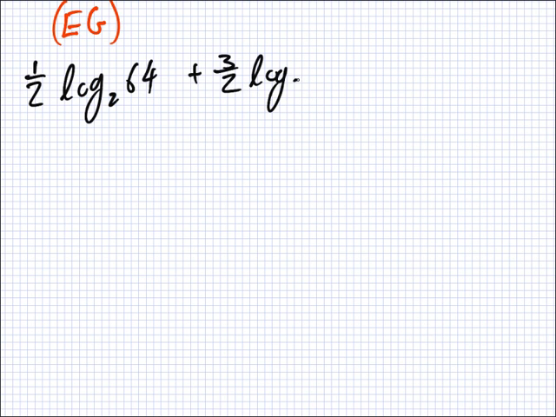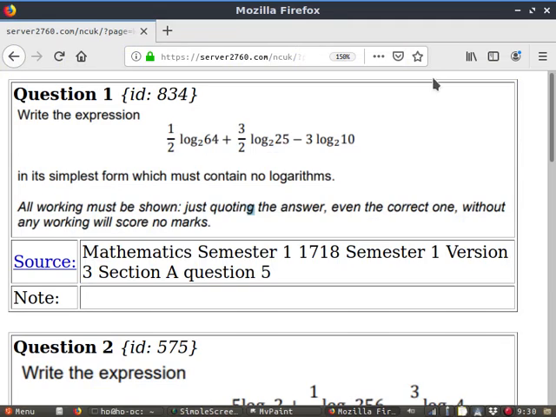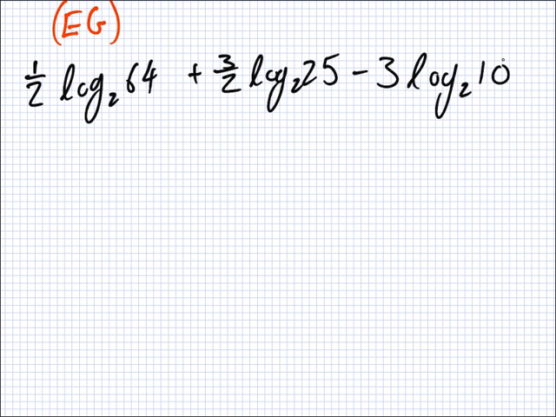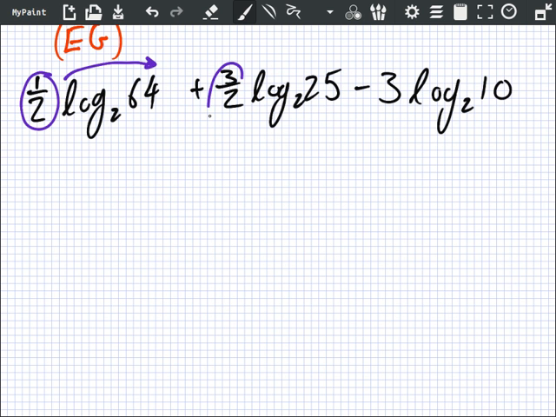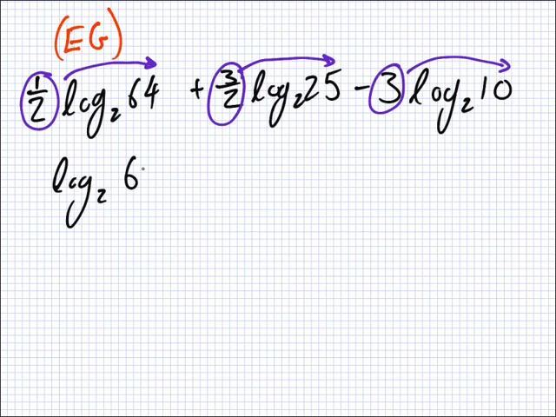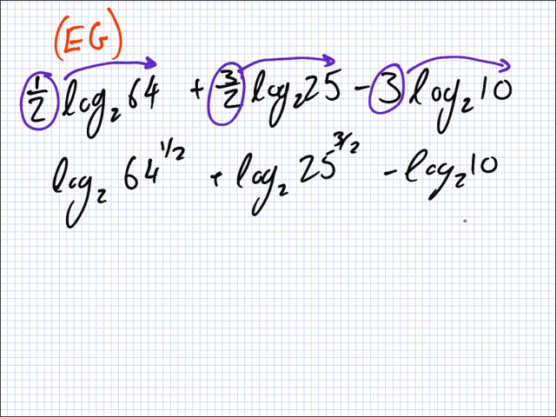A half log 2 of 64 plus 3 over 2 log 2 of 25 minus 3 log 2 of 10. Now, what rule to use first? Well, I'm going to use rule, I think I said it was 3, where this guy can come back up to the power. Well, we'll see what happens. So this is log 2 of 64 to the power of a half, plus log 2 of 25 to the power of 3 over 2, minus log 2 of 10 cubed.